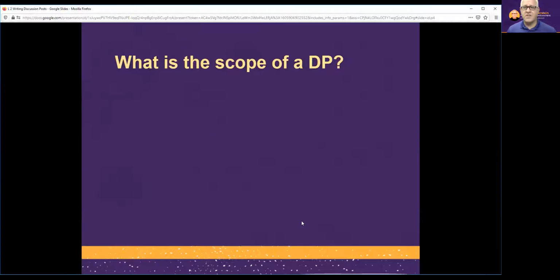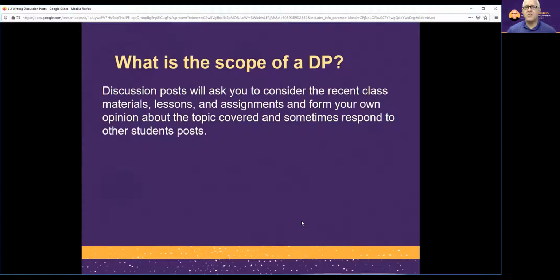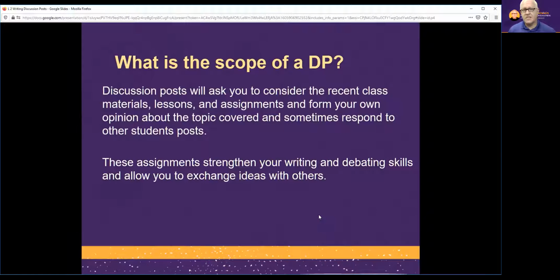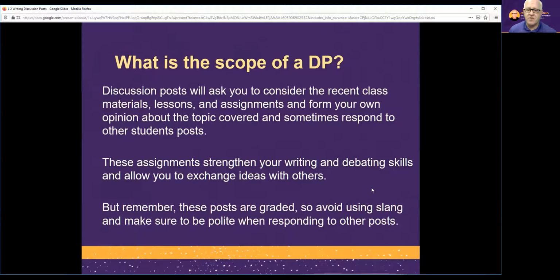So what is the scope of a DP? Well, discussion posts are going to ask you to consider the recent class materials, the lessons, and the assignments, and to form your own opinion, backed up with evidence, about the topic covered, and sometimes it asks you to respond to another student's post. These assignments are going to strengthen your writing and debating skills and allow you to exchange ideas with others. But remember, these posts are graded, so avoid using slang and make sure to be polite when responding to other posts and make sure all the material is yours.